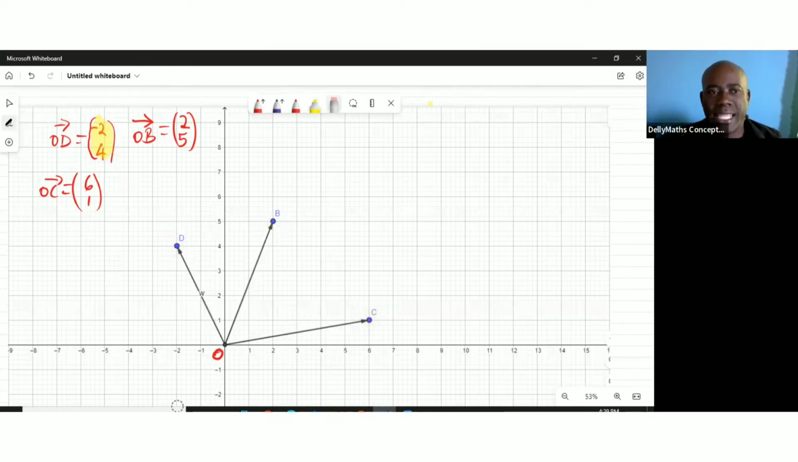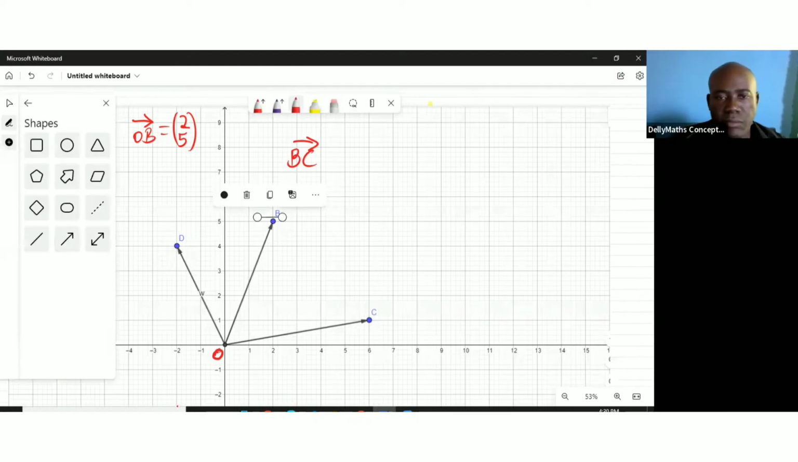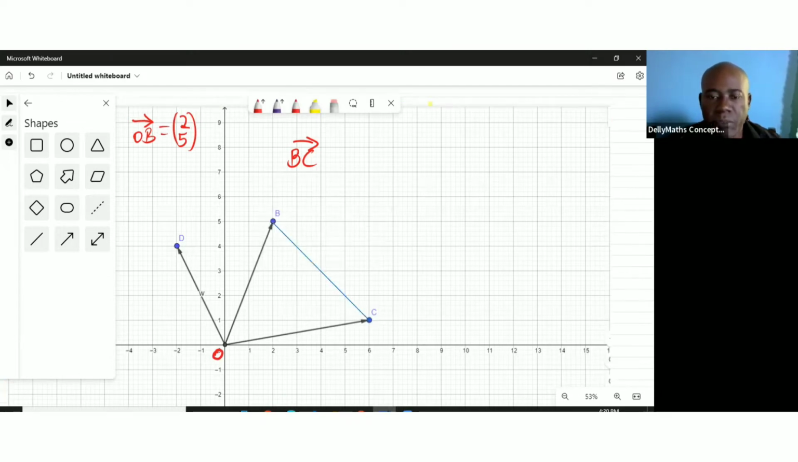What we want to look at is how do we displace two position vectors? So for example, if we're asked to find BC, basically we want to travel from B to C. So our arrow would be pointing in that direction, because we're heading that way from B to C.